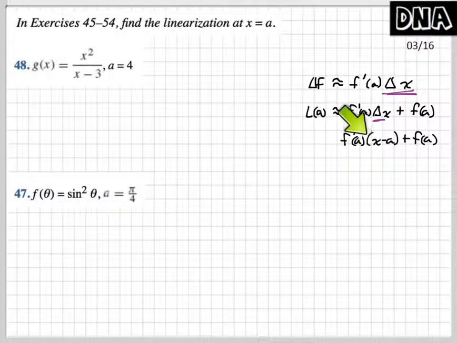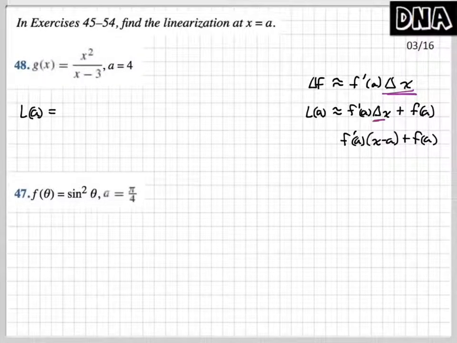Now we're just taking out the delta x and putting x minus a in right here, and we're going to simplify this. So this is kind of like our formula. This is your linearization. This is how you're going to do it. So we have f of a, because we're plugging in a for this one. But now we need the f prime, which I don't need to write, we just need to find it. So we have to find f prime of this.